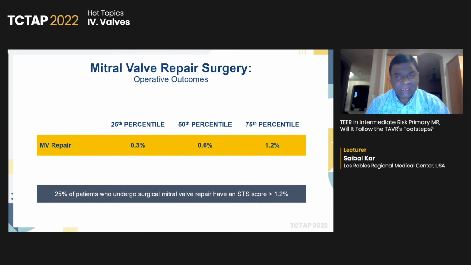Now let's look at the actual data of how many patients get repaired in the United States. This is based on the STS database. If you look at this, you can see that the majority of patients that get operated on in the United States have an STS score of less than 1.2%. In fact, only 25% of patients who undergo surgical repair have an STS score of greater than 1.2%, which tells you there is a huge group of patients in this moderate risk range who are not getting any treatment, or there are no guidelines for them.